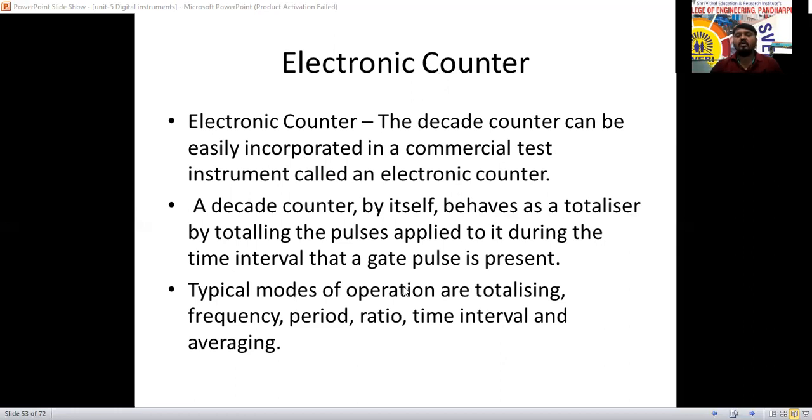Typical modes of operation: it can operate as a totalizing mode, where it totalizes the number of pulses. In the frequency mode, we can operate in the period mode, the ratio mode, the time interval mode, and the averaging mode. Averaging means taking the average of two values. One by one we will discuss these.